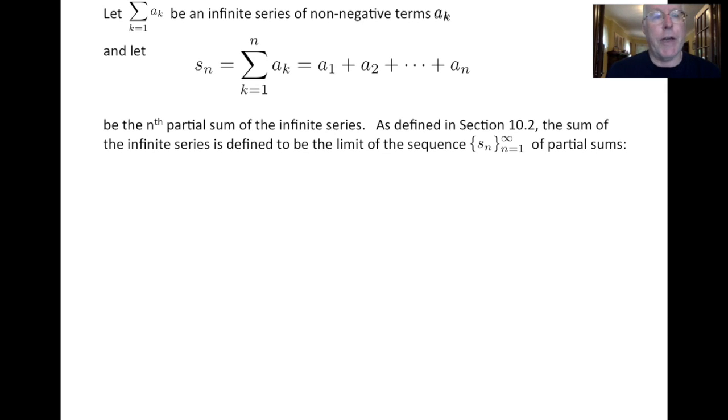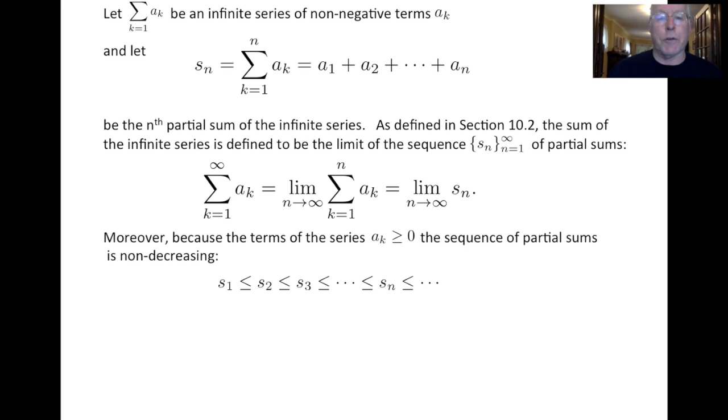Let the summation k equals 1 to infinity of a sub k be an infinite series of non-negative, or if you like, positive terms. And we define the nth partial sum of the series to be the sum of the first n terms, k equals 1 to n of a sub k, or a1 plus a2 plus, and so forth, on out to a sub n. As defined in section 10.2, or seen in our video on the definition of the sum of an infinite series, the series is defined to be the limit of the sequence of partial sums.